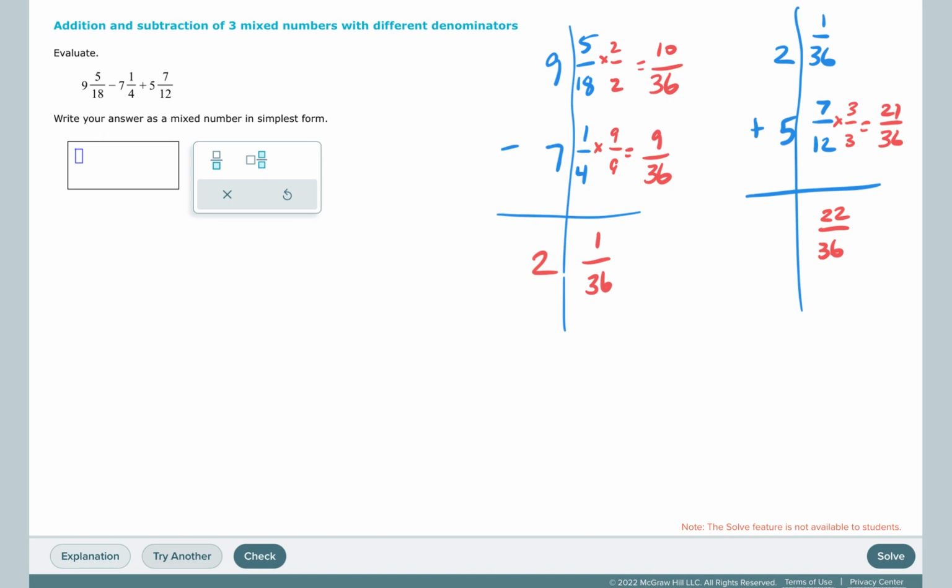Now that is not in simplest form, so I'm going to divide by 2 over 2 because they're both even, so I know 2 is a common factor, so that would be 11 over 18. And then my whole numbers, 2 plus 5 is 7. So my final answer is 7 and 11 over 18, which is in simplest form because 11 is prime and it doesn't go into 18.